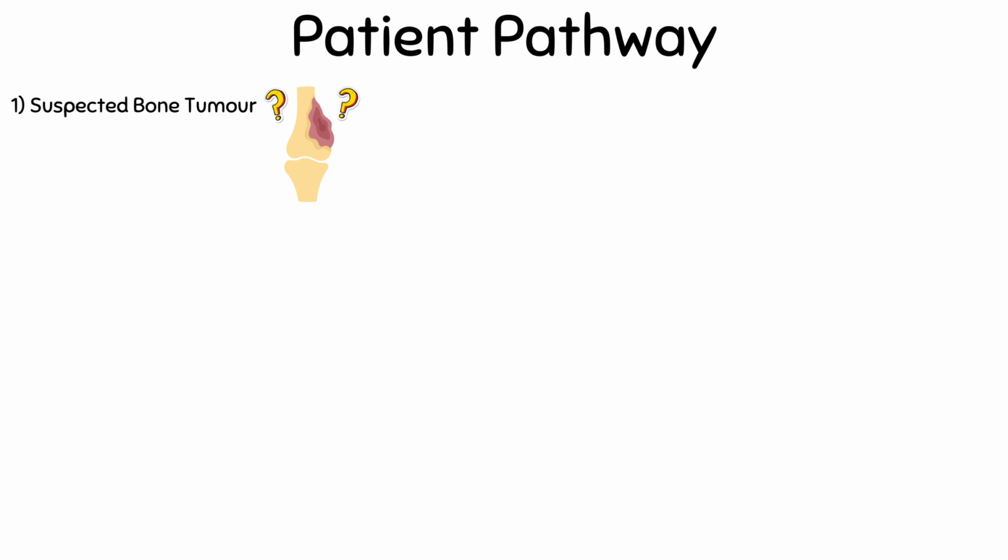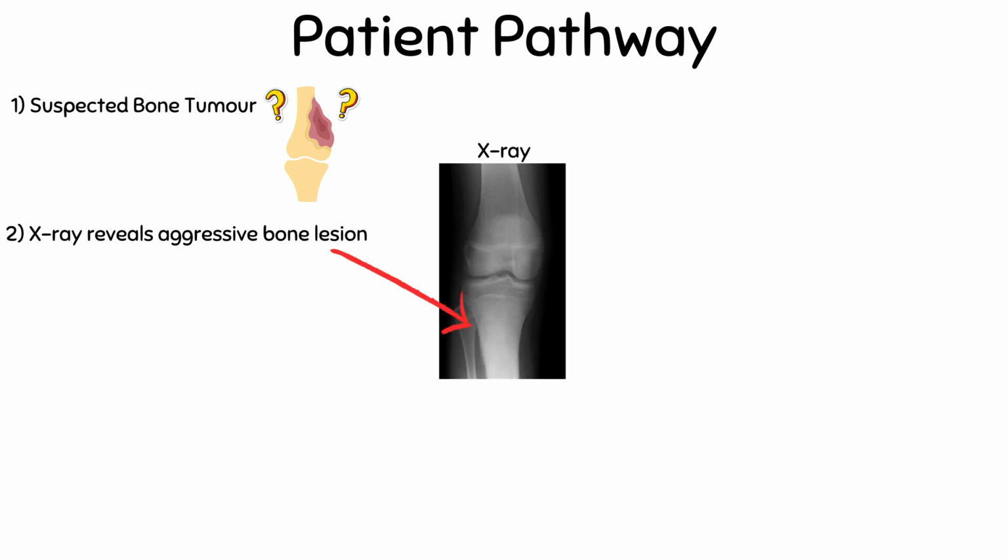This is even more likely if the patient did not present with any traumatic injury as the cause for their presentation. The patient will then go on to have an X-ray, which is likely to show an aggressive bone lesion just like the one we can see circled on this knee X-ray here. We will go on to look at these radiographic features a little later in this video.